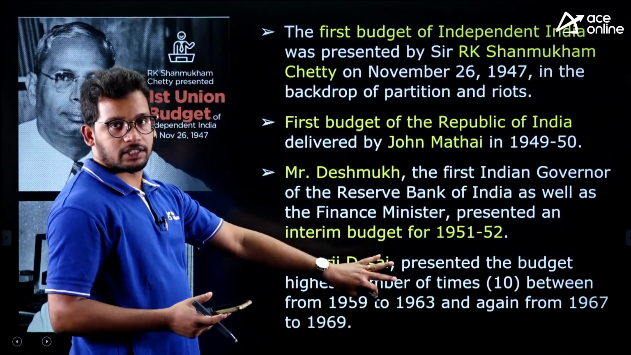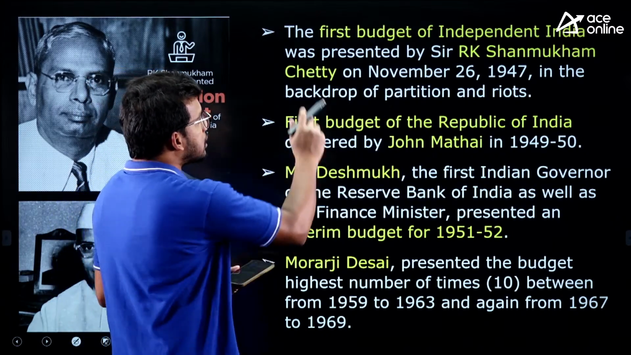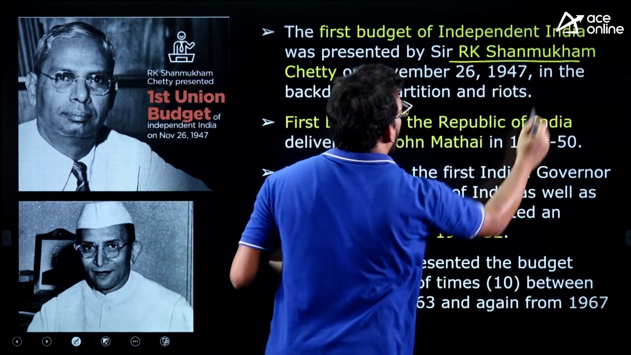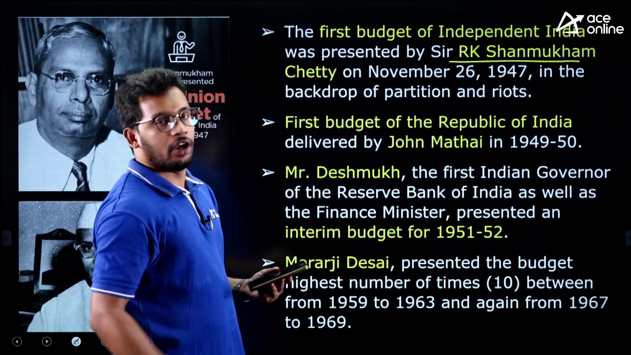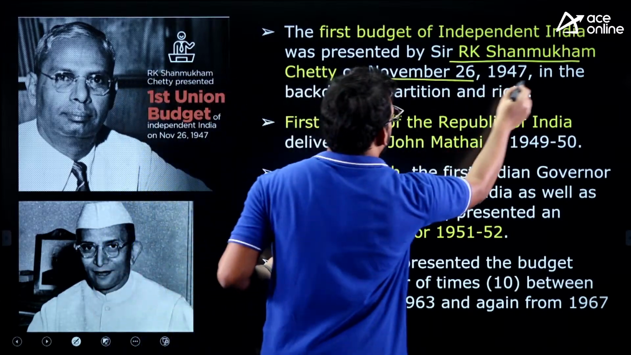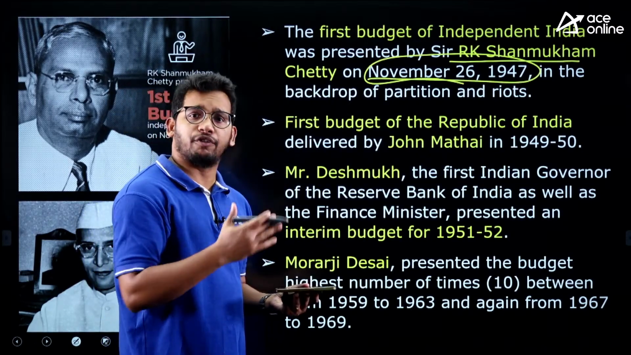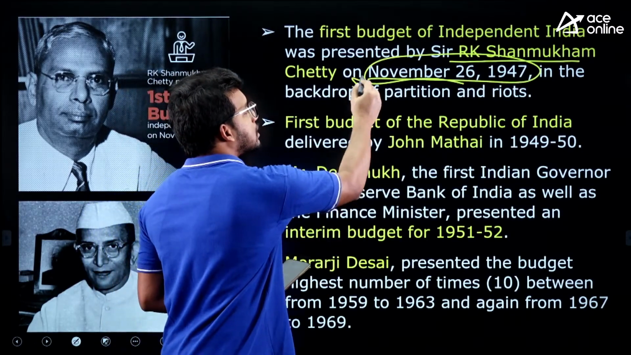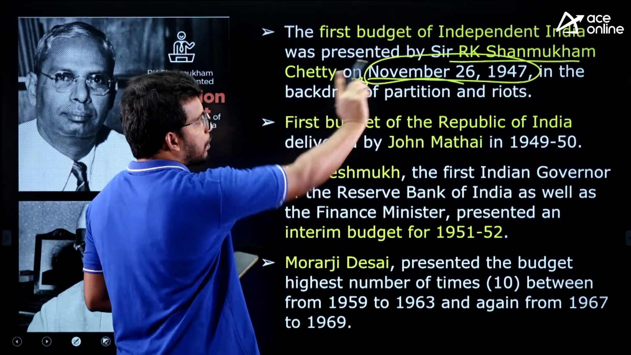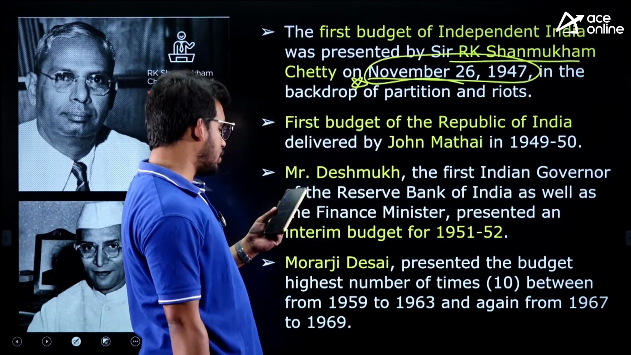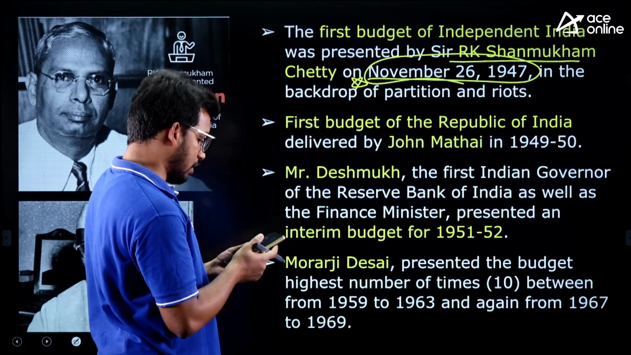After independence, the first budget was presented by R.K. Shanmugam Shetty on November 26, 1947. We got independence on August 15, 1947. So this was the first independent India budget, and that was proposed by R.K. Shanmugam Shetty. A very, very important one, right?